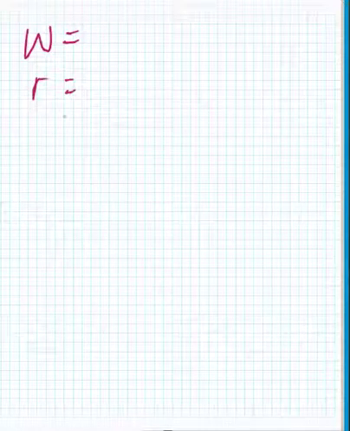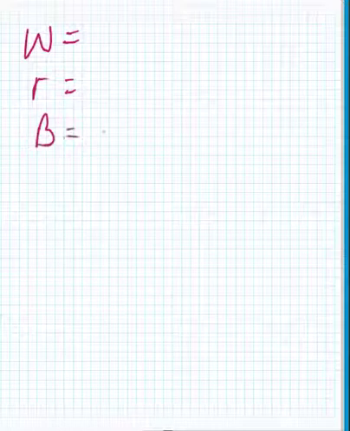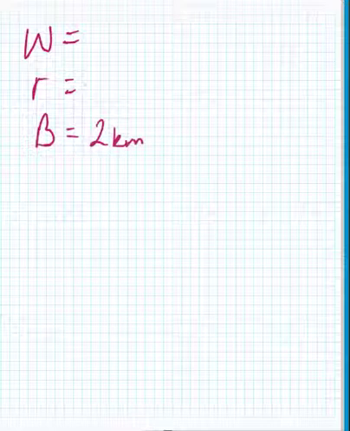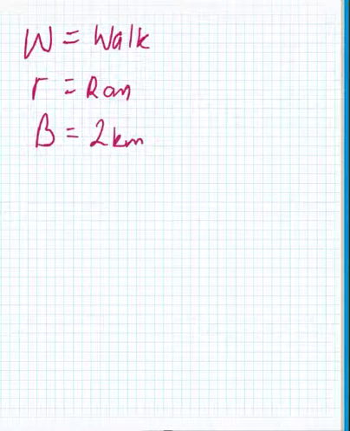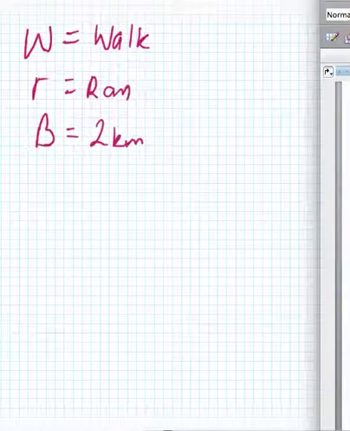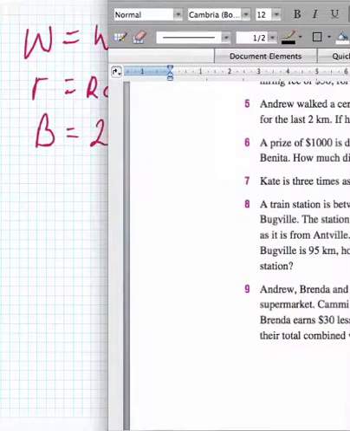So we are dealing with walking, running, and the bus. Now the bus, we know he traveled a total of 2 kilometers. So that's done for us. Running, let's have a look. Sorry, R can stand for running, or he ran. And we've got W for walk, just to make it clear what it stands for. But now let's have a look at the information. Can we work out what W is or what R is with some of the information?